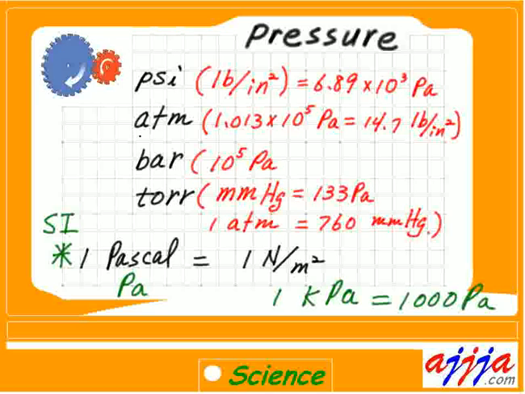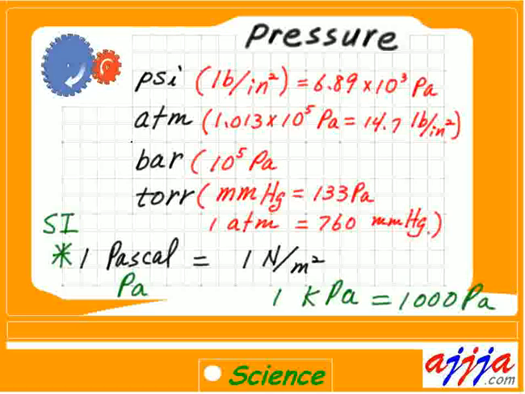Also, in the science field, we use ATM. ATM is atmospheric pressure, like at sea level, the air right here that we're living in. At sea level, it is 1.013 times 10 to the fifth power, which is 101,300 pascals.